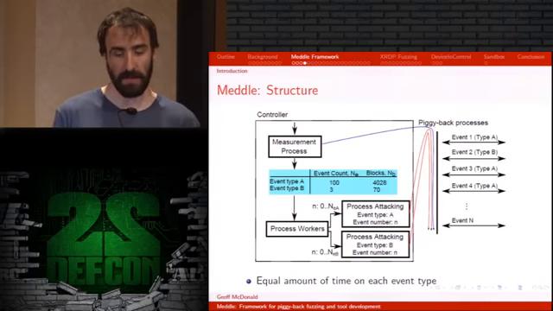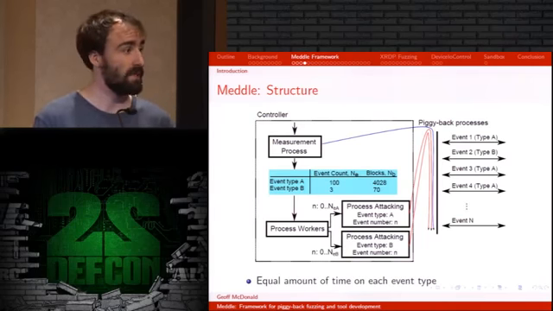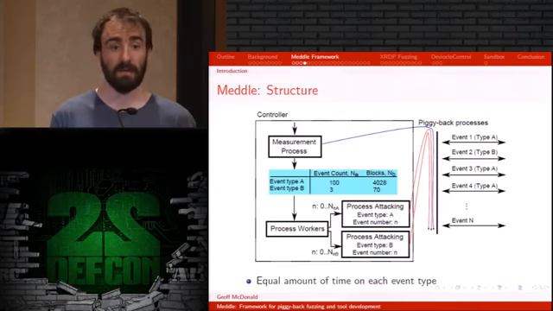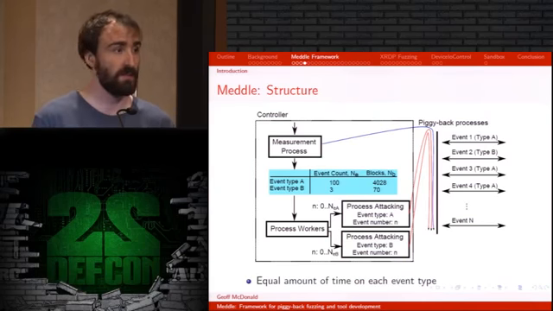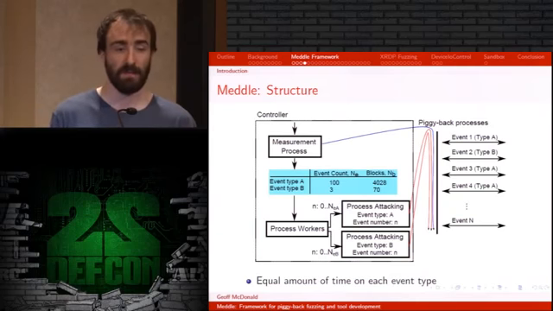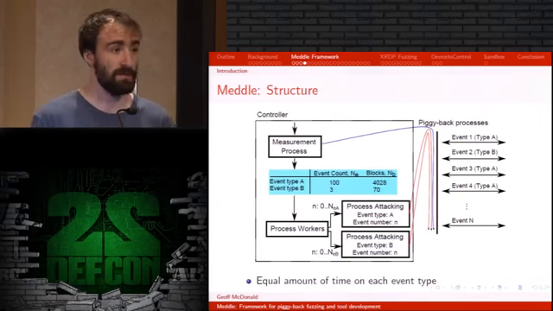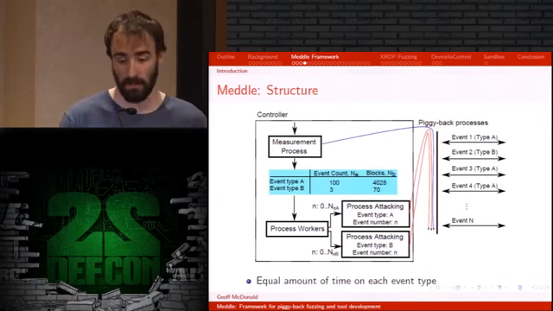And similarly, you're spending an equal amount of time fuzzing each of the event types. Like if you have an event type that happens 10,000 times versus an event that happens just a couple times, you want to spend an equal amount of time fuzzing those two types of events, even though one occurs much more frequently than the other.